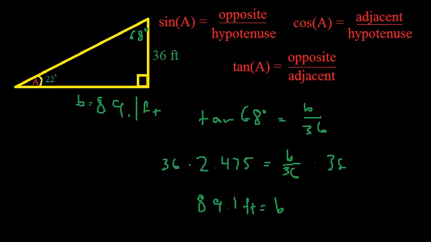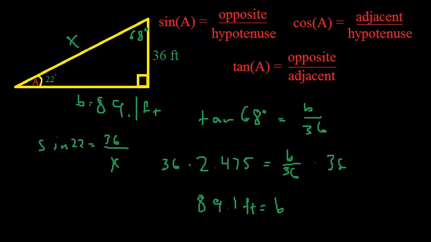So for example, I could use the sine of 22 degrees is equal to its opposite, 36, over the hypotenuse, we'll call x. Or I could use the cosine of 68 degrees, where the cosine of 68 is equal to its adjacent over the hypotenuse. Again, using measurements that I know are exact.